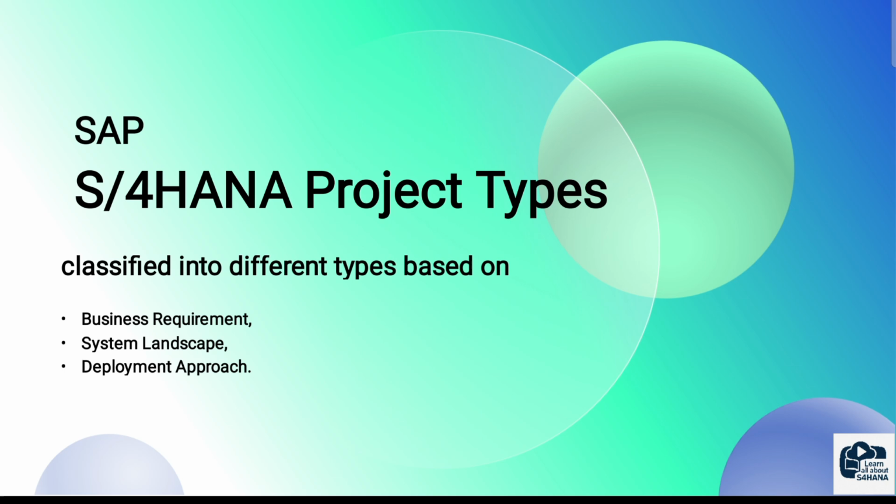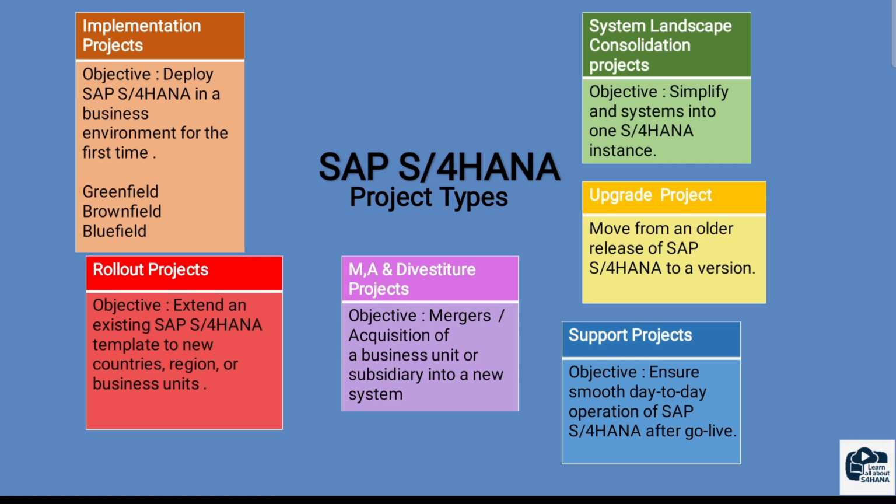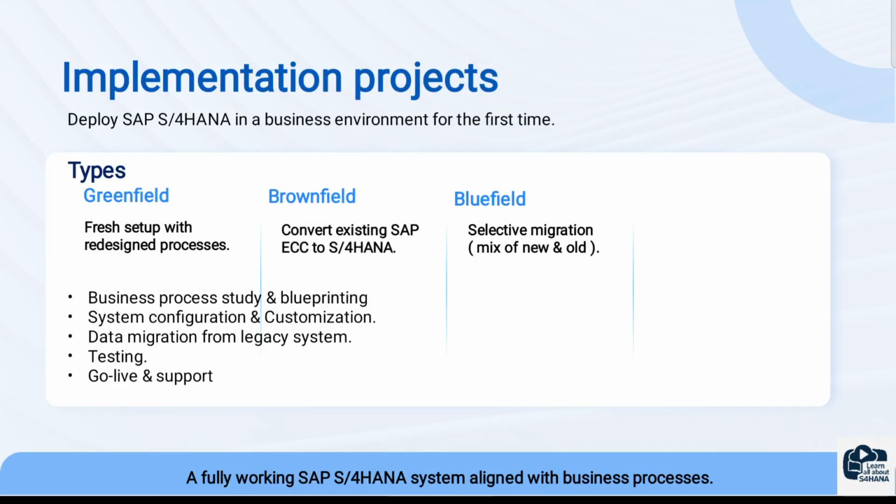In the first video we talked enough about business requirements, what a system landscape is, and the deployment approach. We also talked about the types available in SAP S4HANA project types. And in the second video we talked about implementation projects, their objectives, and the types under them, like greenfield, brownfield and bluefield, and what the activities and outcomes are, with some examples we have seen in the last video.